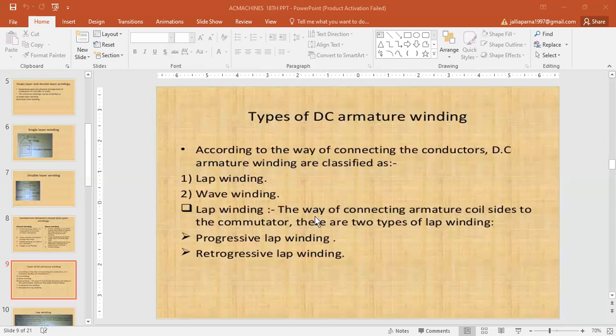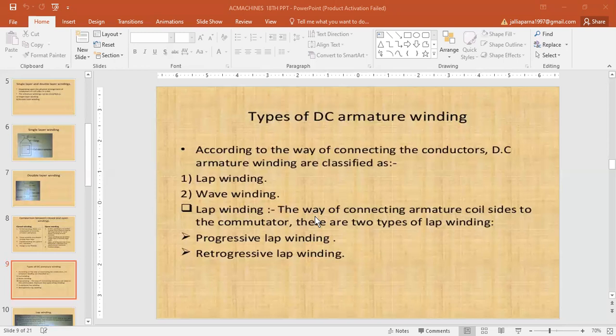Commutator pitch YC is the distance between the segments to which the two ends of a coil are connected. It is clear that for lap winding, YC is the difference of YB and YF, whereas for wave winding, it is the sum of YB and YF. Obviously, commutator pitch is equal to the number of bars between coil leads. In general, YC is equal to the multiplicity of the lap armature. Hence, it is equal to 1, 2, 3, 4, etc. for simplex, duplex, triplex, and quadruplex lap winding.